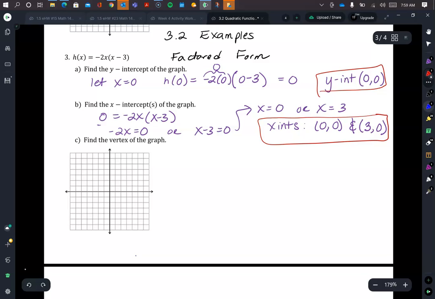So for the x-intercepts, I had x equal to 0 and x equal to 3. So for the midway point, I would add those together and divide by 2. So that would give me 3 halves. That would be my x part of the vertex.